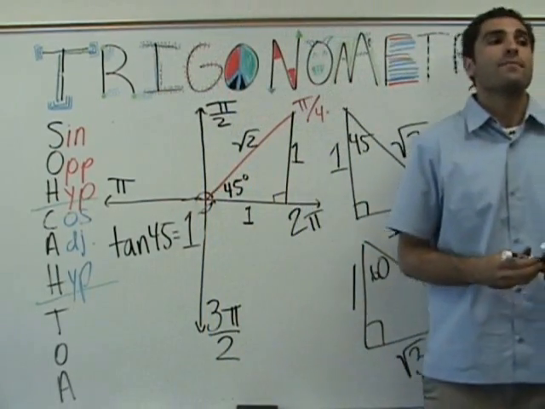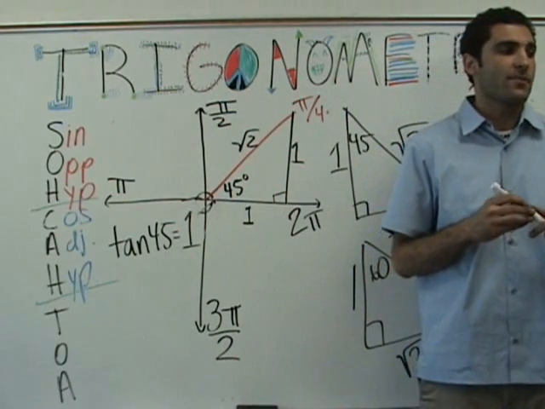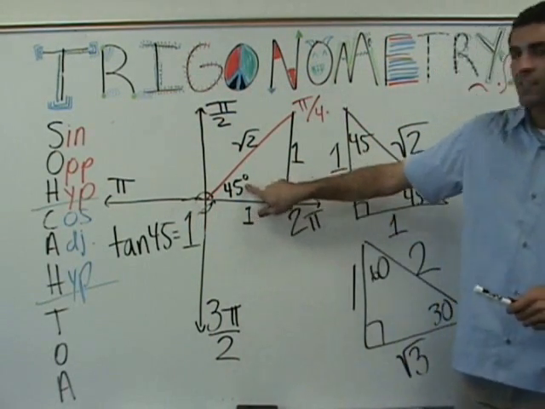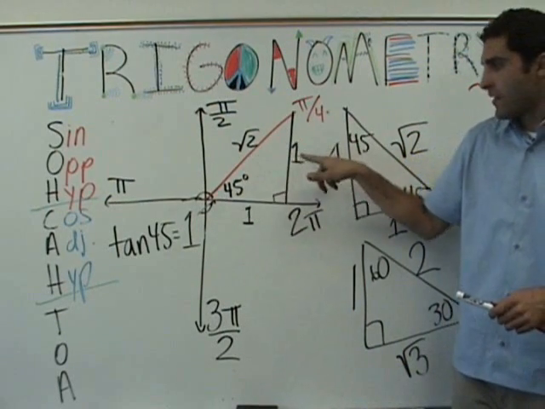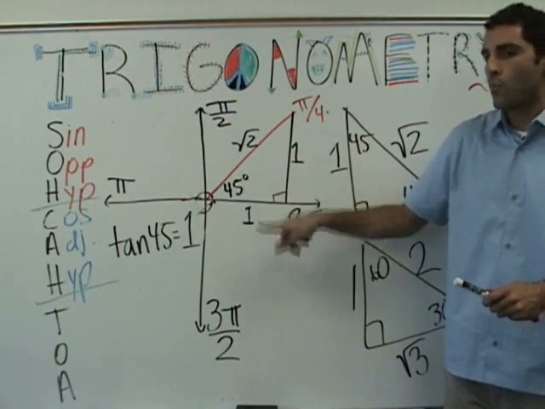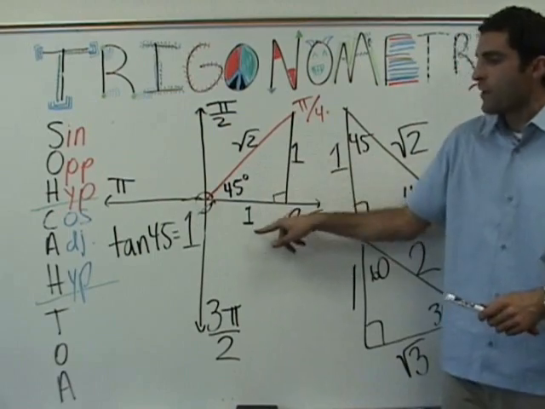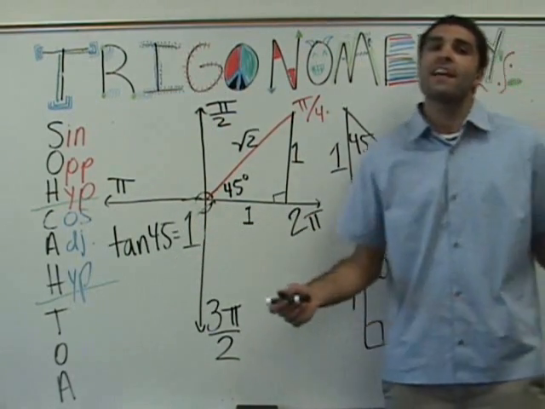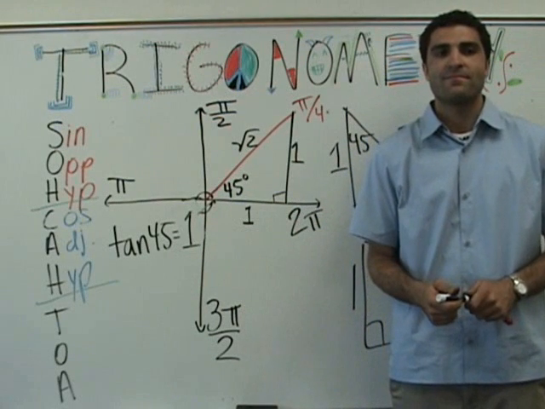Tangent equals what over what? Opposite over adjacent. So here's 45. What's opposite the 45? 1. What's adjacent to the 45? 1. So 1 over 1 is 1. Okay, so what's the tangent of pi over 4?